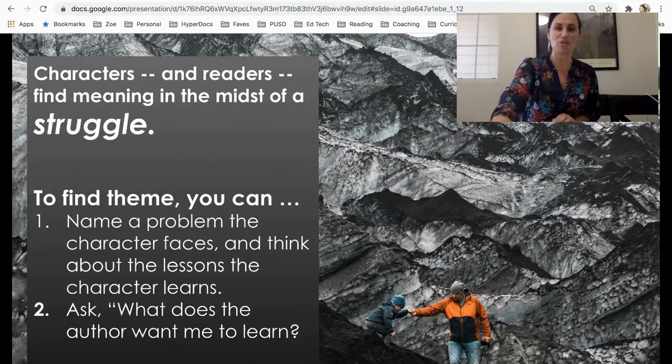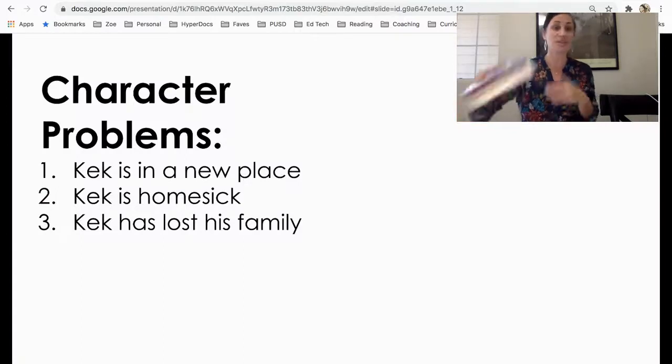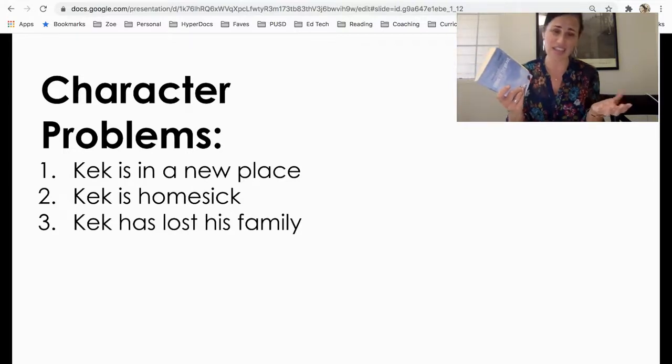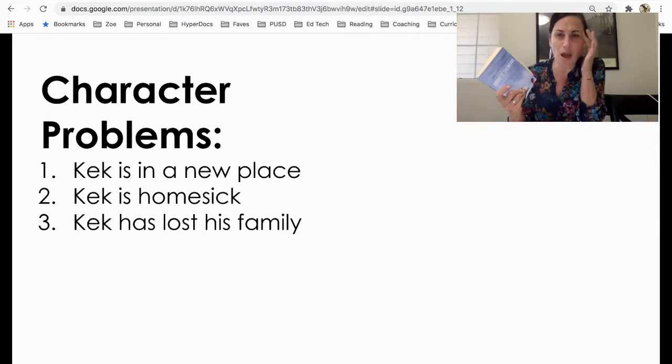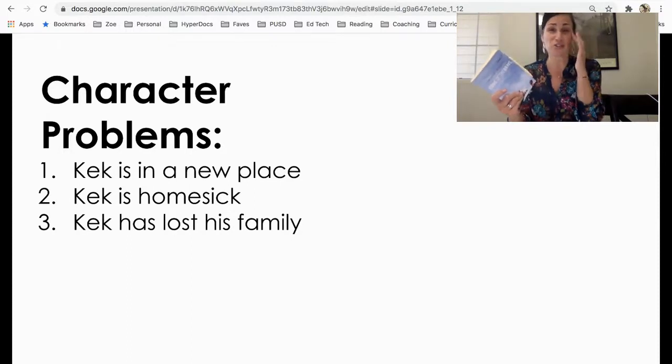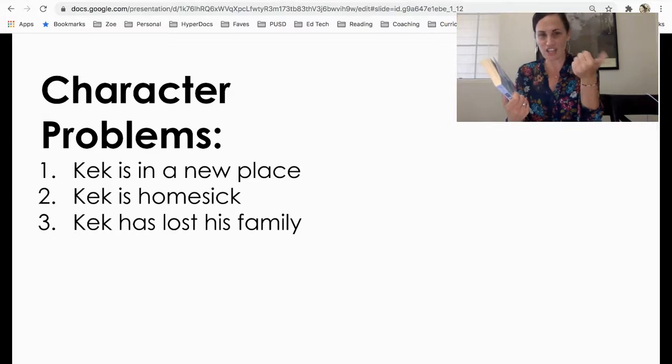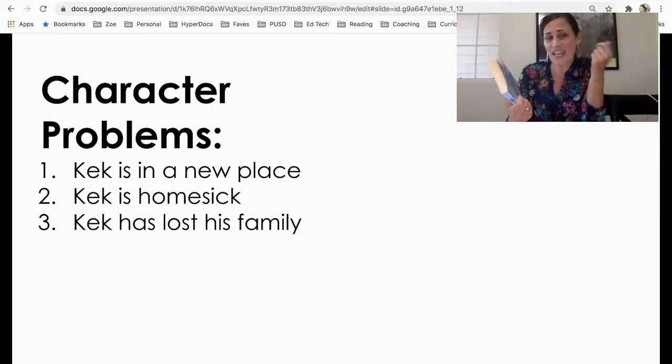So let me show you more of what I mean, okay? We've been talking a lot about Home of the Brave. This would apply for any text that you're reading. Think about some of the problems that the character is going through. I've listed 3 here. You could list the problems another character is facing too. But in this case, I just quickly jotted, Kek is in a new place, Kek is feeling homesick, and Kek has lost his family, okay?